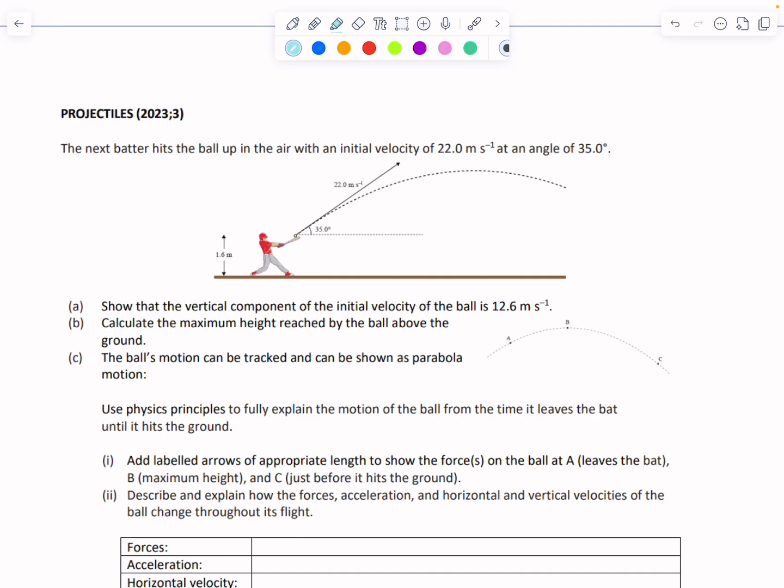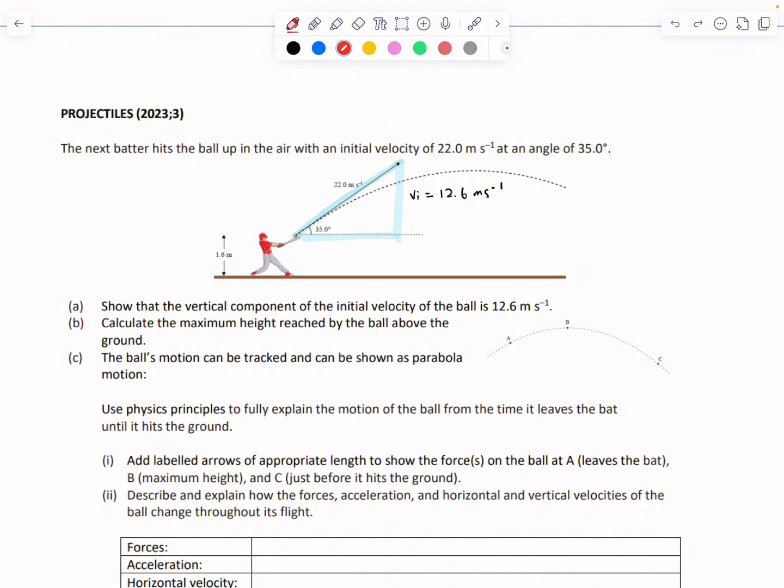Okay, so this right here is the resultant velocity that the ball is traveling at. This means that this is the combined result of our horizontal velocity and our vertical velocity. So combining those two components together, we get the resultant of 22.0 meters per second. We have to prove to the examiner that this initial vertical velocity is 12.6 meters per second. How are we going to do that? Well, we're going to have to use trigonometry to figure out this side of the triangle.